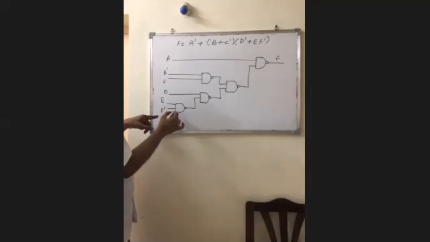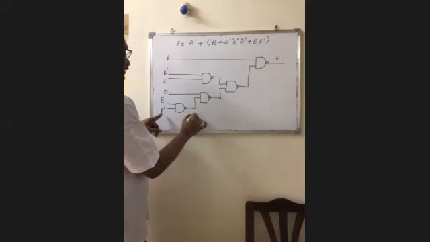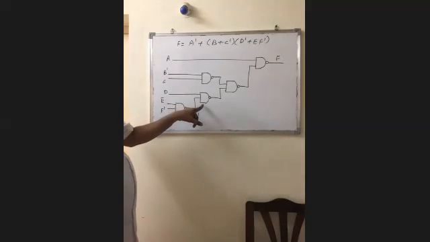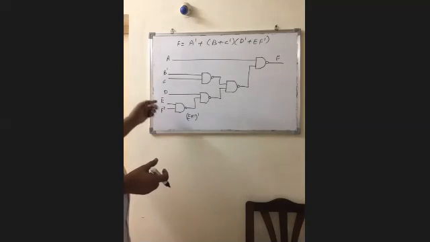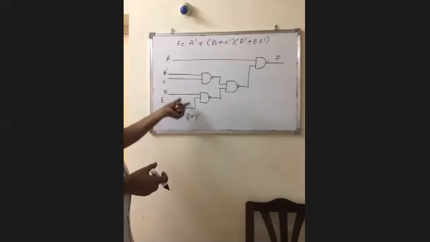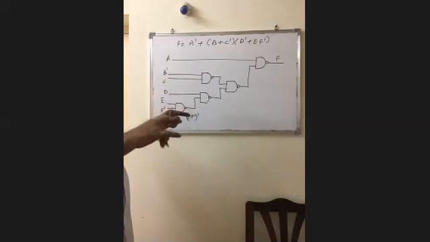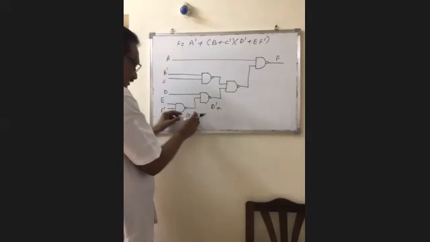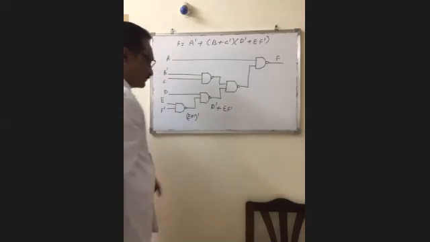So what is the output of this one? Simply E F dash whole dash. What's the output of this one? For a NAND gate, if the output is D into X whole bar, that can also be written as D bar plus X bar. So what is this one? D dash plus complement of E F dash. So that is the output of this NAND gate.